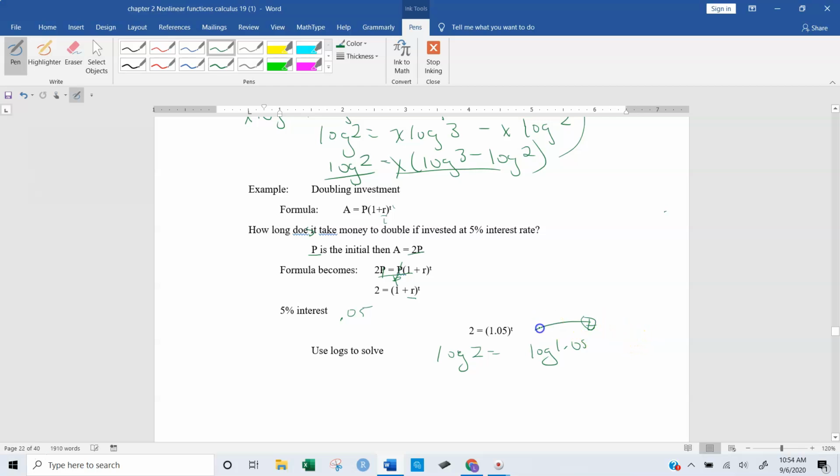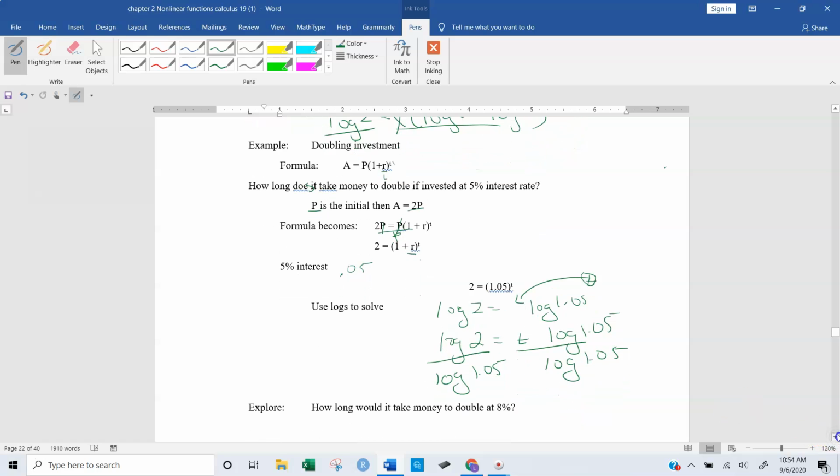I know this t is going to move to the front. So now we have log of 2 equals t times log of 1.05. Just divide by your log of 1.05. And the time it takes for money to double with 5% interest rate is, my calculator, 14.2 years.